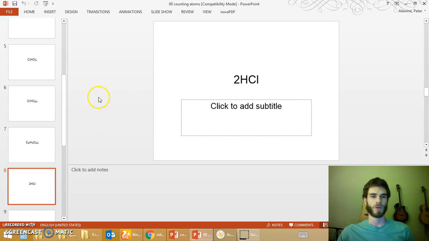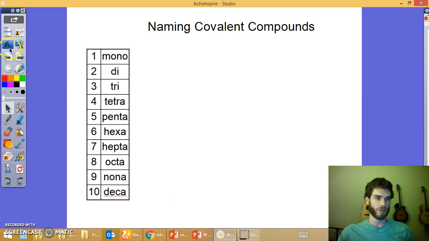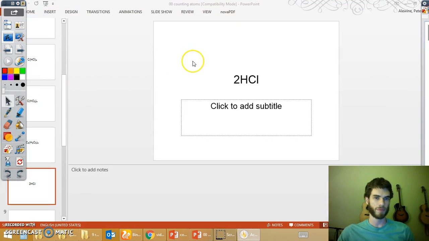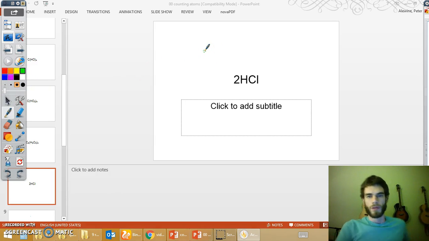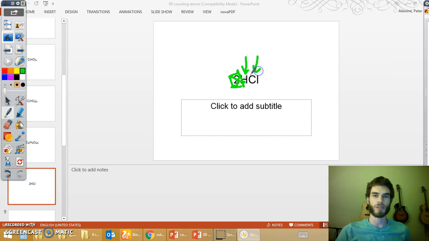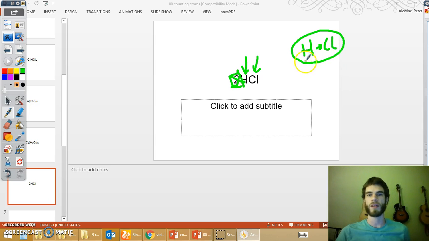How about this one? Now let me get my drawing tool right here. Okay, here we have a large number 2. Apart from this 2, just ignore this for a minute, we have 1 hydrogen and 1 chlorine. So that would be this. The hydrogen is bonded with the chlorine, and it's a molecule right there. You call it hydrogen chloride, or the other name for it is hydrochloric acid.